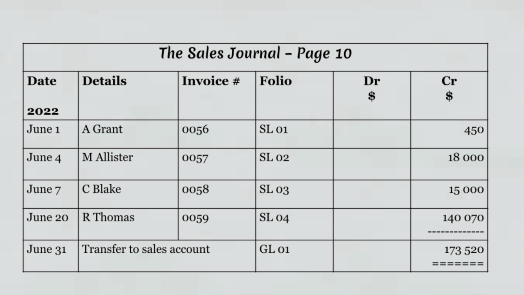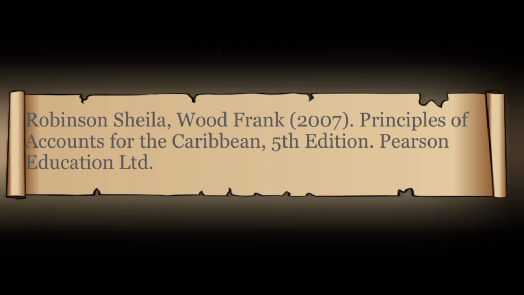So we have learned how to transfer information from the sales invoice to the sales journal. We learned that only items sold on credit, meaning they will be paid for at a later date, are entered in the sales journal. We were reminded of the accounting cycle and the importance of folio numbers. See you next time when we learn how to transfer from the sales journal to the sales ledger and general ledger. For further information, visit Sheila Robinson and Frank Wood 2007, Principles of Accounts for the Caribbean, 5th edition, Pearson Education Limited.